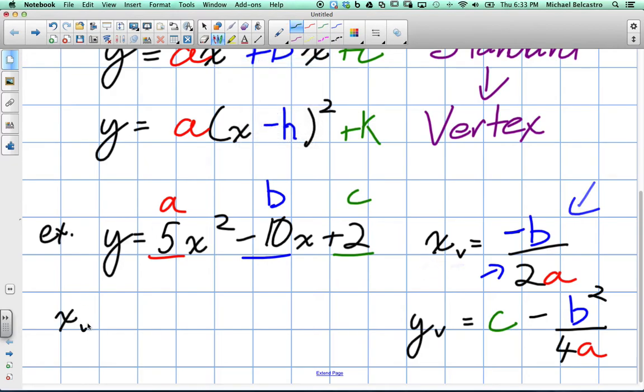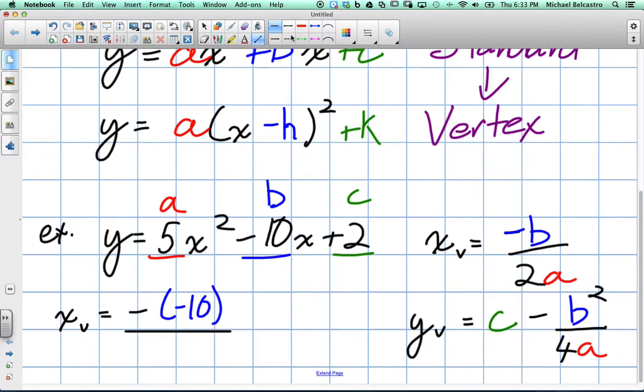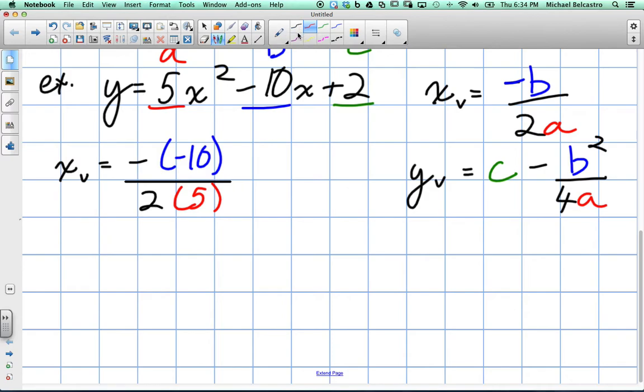The x value of the vertex is equal to negative b, so in other words that's negative, and our b value is technically negative 10, divided by the number 2 times our a value, and our a value in this case is a 5. Okay, so if we kind of go across, this becomes negative 1 times negative 10 is positive 10 divided by 10, you get the value of 1. So the x value of the vertex is 1. So we'll kind of write that over here. The x value of our vertex of our quadratic is the value of 1.